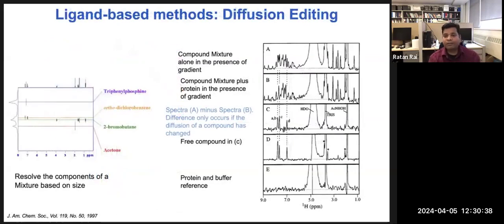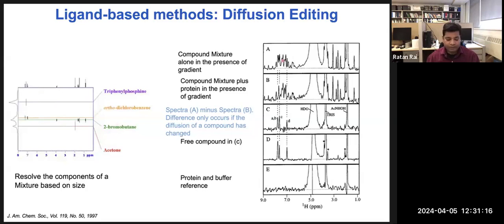Another experiment people use for high throughput screening is called the diffusion editing experiment. This experiment is designed in such a way that it can separate different molecules based on their size. Suppose that you have a mixture of 20 compounds, then based on their size, we can easily tell which molecule is which. So this is one simple spectrum in which 4 molecules are mixed together. Based on their diffusion constant, we can separate out these 4 molecules.